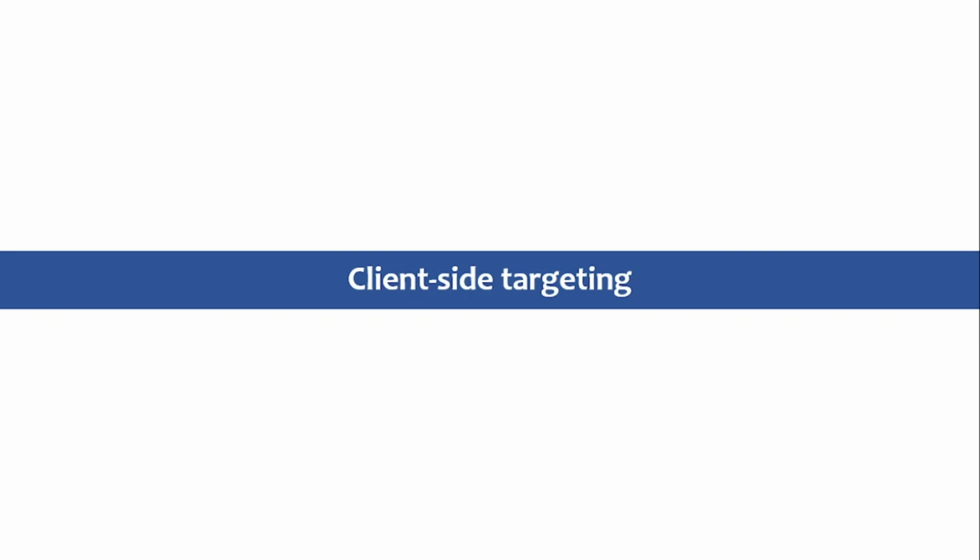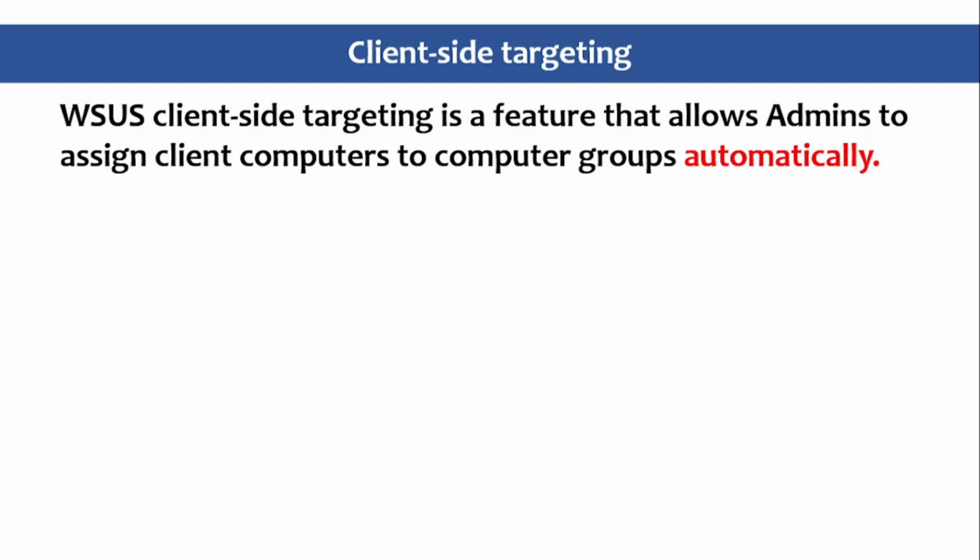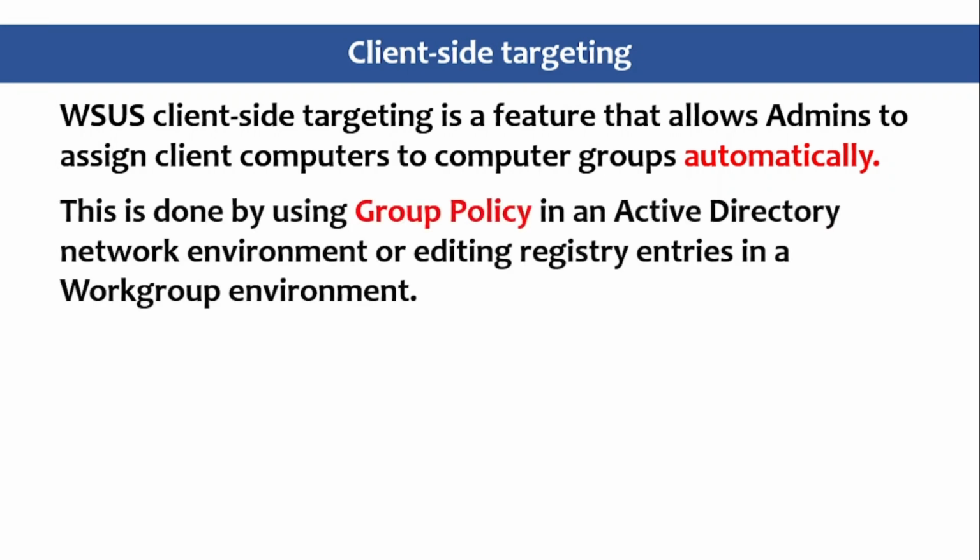Another way of assigning computers to WSUS groups is client-side targeting. WSUS client-side targeting is a feature that allows admins to assign clients to WSUS groups automatically. This is done by using Active Directory group policy if the computer is a member of a domain, or if a computer is a member of a workgroup, we can edit the registry and add that computer automatically to the WSUS group.